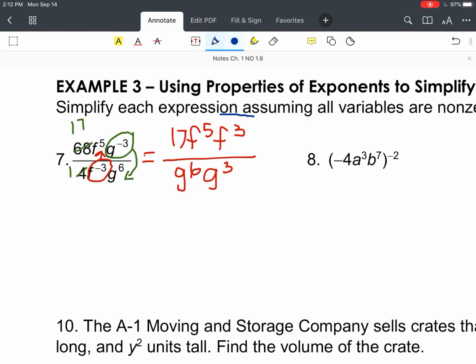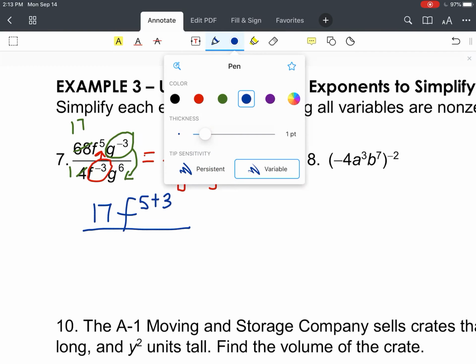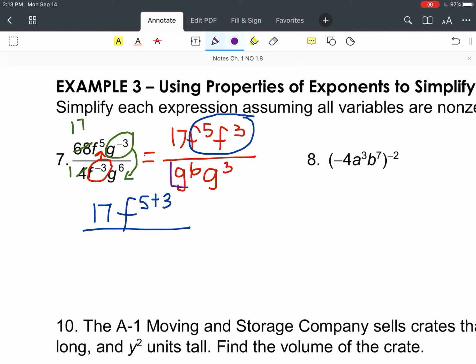Well, I have f to the fifth and f to the third here both on top. We're multiplying the two bases together so I could add the exponents. So I have 17 f to the 5 plus 3. In my denominator, I have g to the sixth and g to the third. Well, those are the same base, so I can combine them by adding the exponents. So I'm going to get g to the 6 plus 3. So my final answer is going to be 17 f to the 8th over g to the 9th.